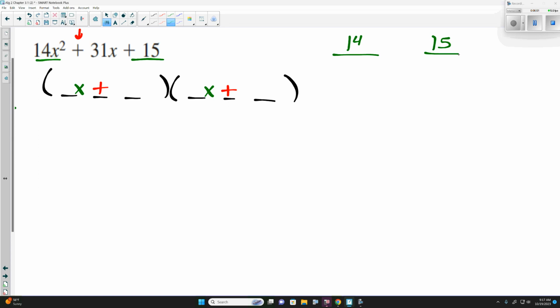14, well, we do have 1 and 14, yes? 2 and 7. Is 3 a factor? Because it'd be 3 and I think it's 4 point something, 4.6 repeated. Is 4 a factor? 5 is not a factor, so, and that's pretty much it. Because the only one after that would be 7, it's already listed. So those are all of our factors of 14.